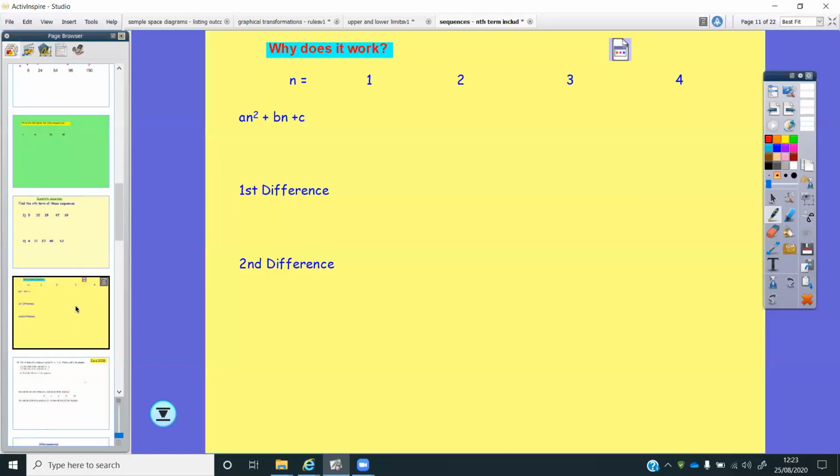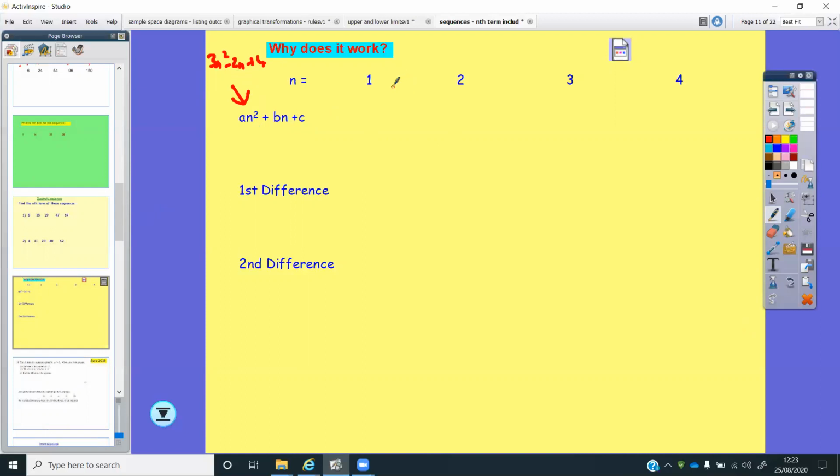Okay, so why does it work? You sort of reverse what's going on here. Everything we've got here is a quadratic sequence. So our quadratic nth term is going to look like an squared plus bn plus c. If you look at the one we just had a minute ago, it was 3n squared minus 2n plus 4, wasn't it? Well, a would be 3, b would be negative 2, and c would be 4. So that's just showing what that actually means.